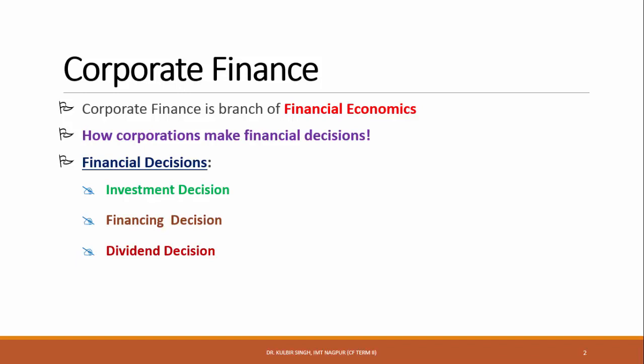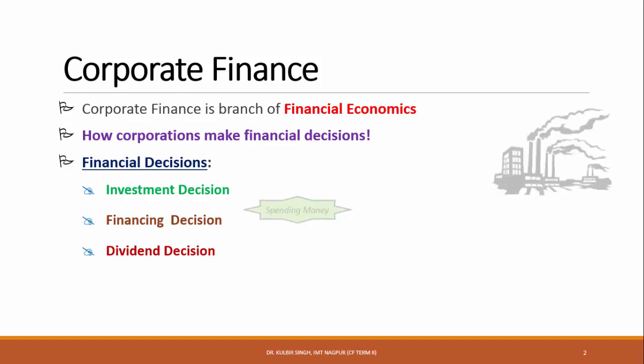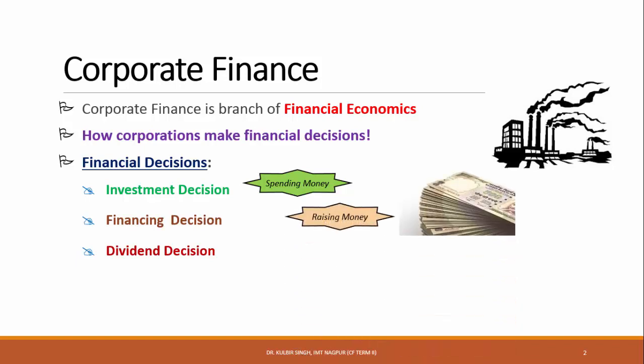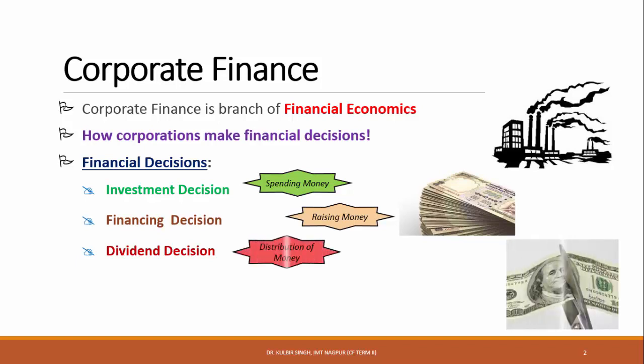Investment decisions, also called capital budgeting, is basically about spending money on real assets. Financing decision is about raising money from various sources of finance, either within the country or outside the country. And dividend decisions is about distribution of money, either retaining it or distributing it to its shareholders.